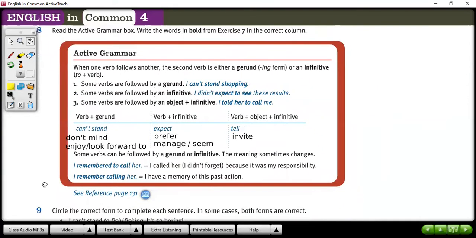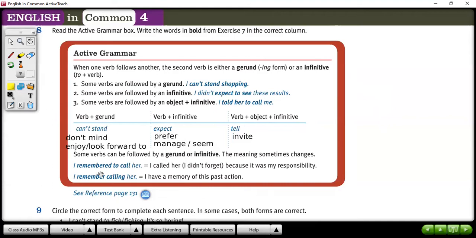I remember to call her. Here, when I use the verb remember with another verb in the infinitive, that means that I called her. I didn't forget to do that, because it was my responsibility. But when I say I remember calling her, here the meaning is different. It means that I have a memory of this past action. I have a recollection of this event in the past.